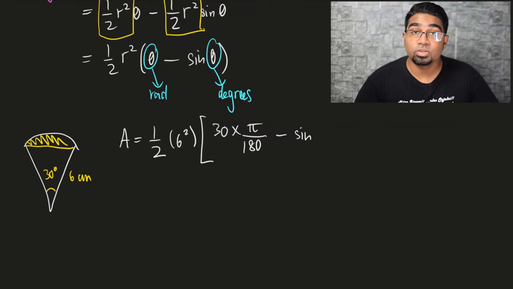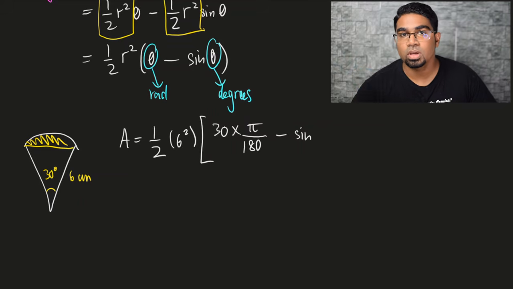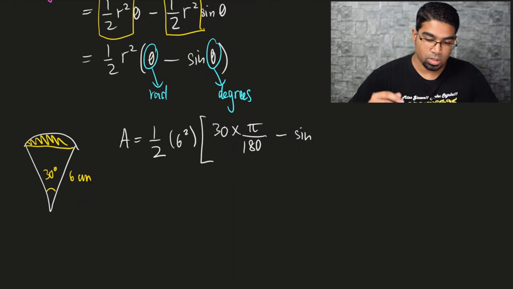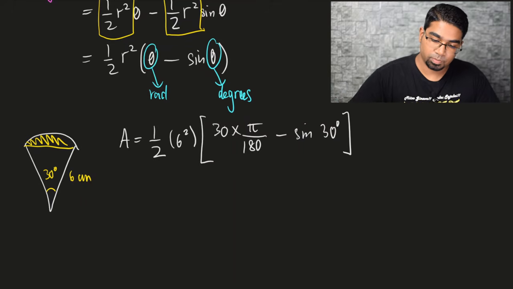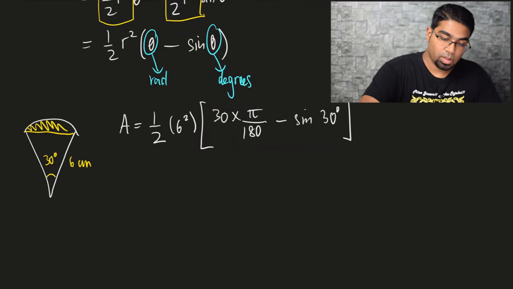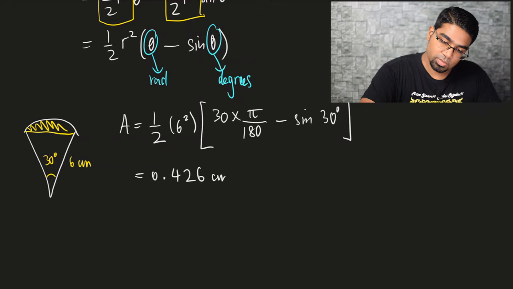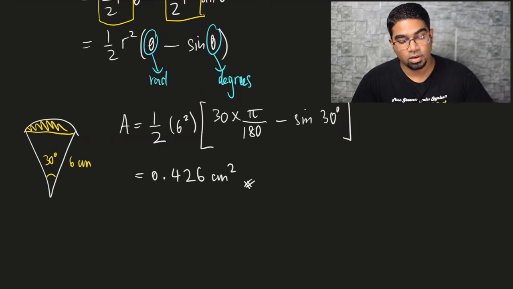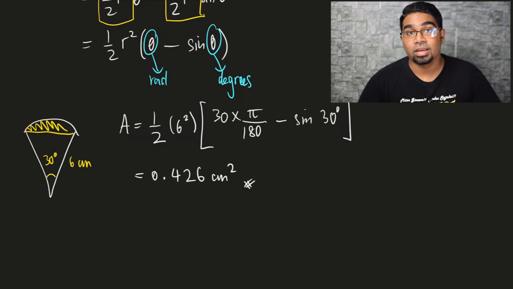Now this theta has to be in degrees. Remember, whenever we are using trigonometric ratios, you must use degrees unless your calculator is set to radian mode. 30. Now we can key it into your calculator and you will get an area of 0.426 centimeters squared. So this is how to apply the area formula.